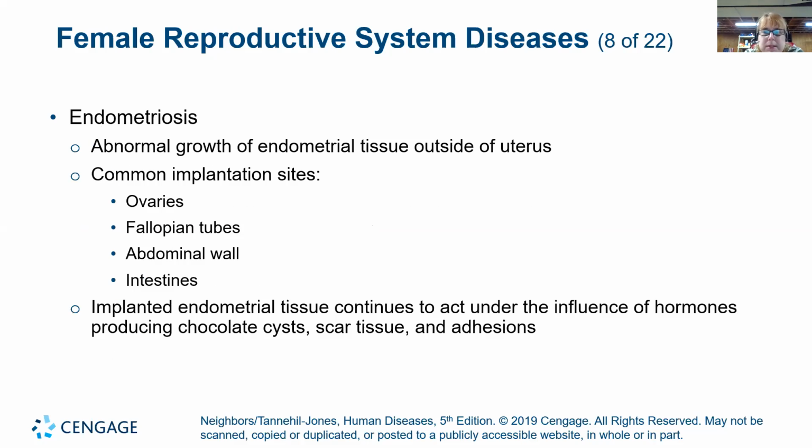So endometriosis, this is actually a very common problem with younger women. It's an abnormal growth of endometrial tissue outside of the uterus. The common implantation sites are the ovaries, the fallopian tubes, the abdominal wall, and the intestine. So somehow the endometrial tissue is getting outside of the uterus and it's literally sticking somewhere it shouldn't be. Okay. The trouble is, once it's implanted somewhere it's not supposed to be, it's still under the hormones of the female. So it can produce cysts, scars, adhesions, many different things.